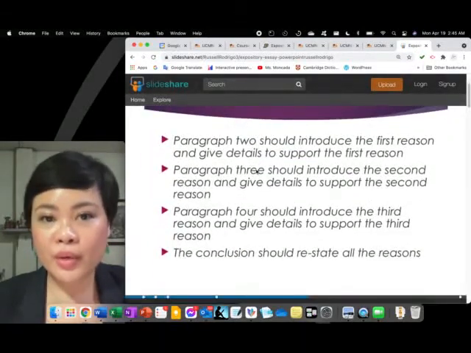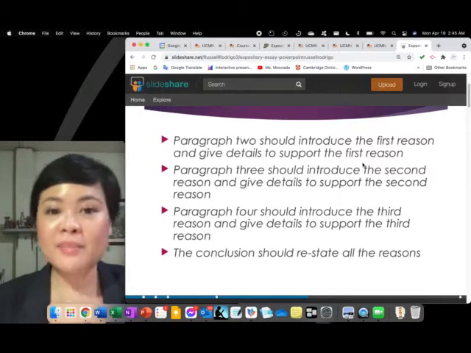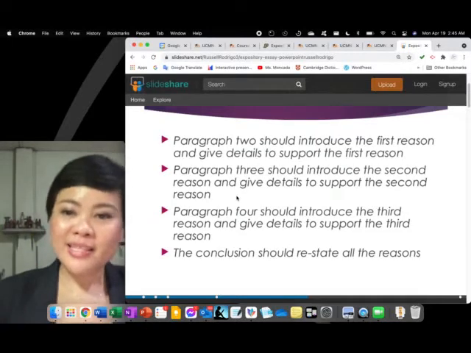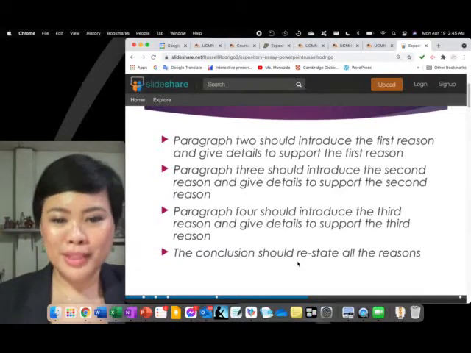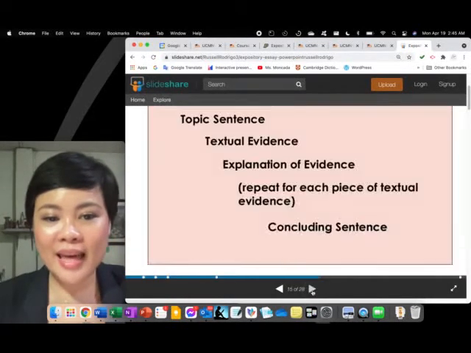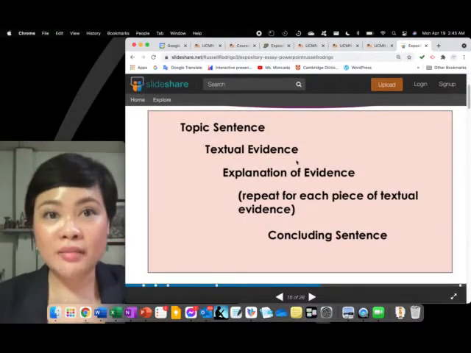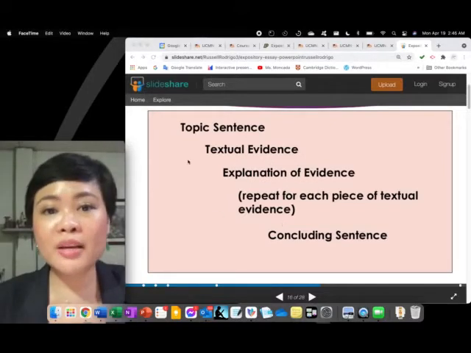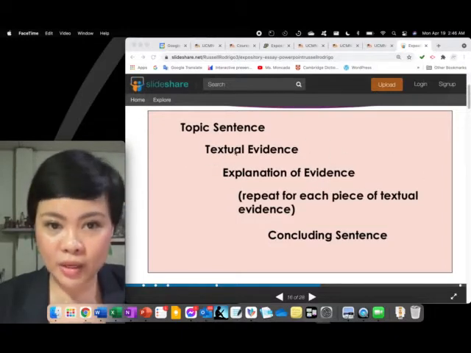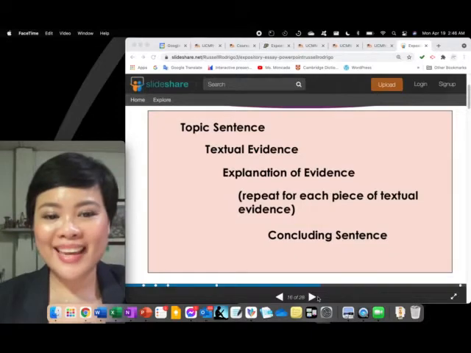Continuing that, this is the basic structure. Paragraph 2, introduce the first reason and give details. Paragraph 3, second reason and then details. Then paragraph 4, third reason and then details. And then you have the conclusion to restate all the reasons. Okay, so that's how quick that is. This is now the structure of a body paragraph: topic sentence, textual evidence, then explanation. Of course, if you have two textual evidence, then you need to repeat the two parts here before you write the concluding sentence. I would really prefer if you have a concluding sentence, okay.